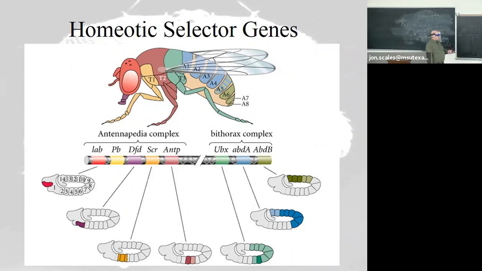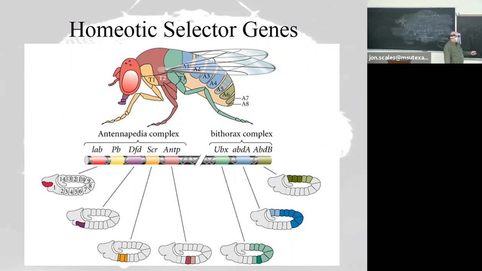Each gene in the posterior segment negatively regulates the genes to its immediate anterior. So for example, Antennapedia has a negative regulatory effect on Sex combs reduced, restricting Sex combs reduced to that segment only.